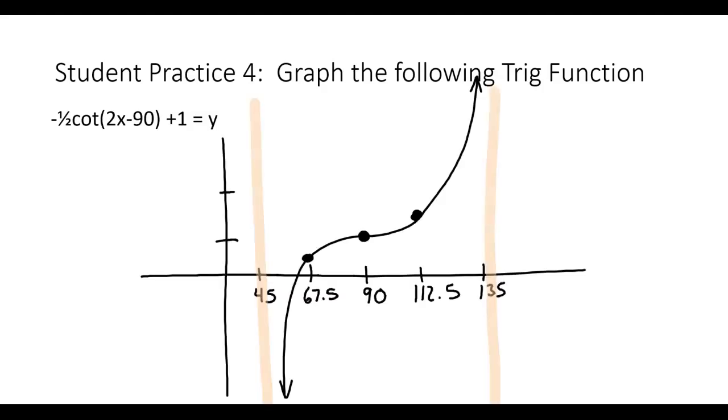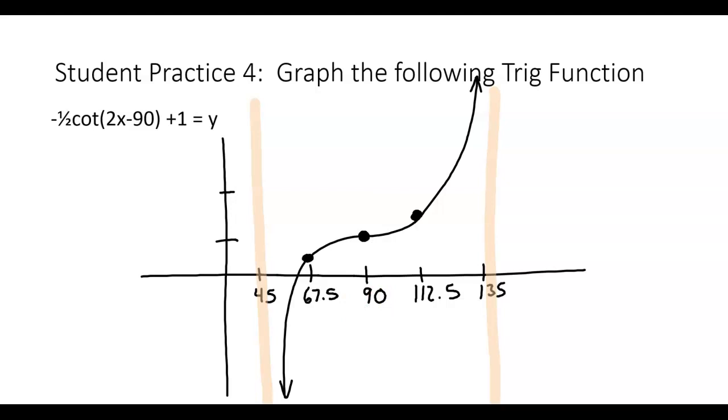All right, so first of all, make sure that your angles are good. I got these for my angles. Second of all, I put my vertical asymptotes at 45 and 135. Third of all, I got my midpoint here at 90 and up 1. My k value is 1, so at the middle angle we go up 1.